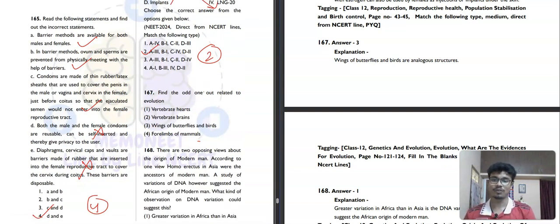Find the odd one out related to evolution. Vertebrate hearts, vertebrate brains, wings of butterfly and birds, forelimbs of mammals. The odd one is wings of butterflies and birds, which are analogous structures; the rest are all homologous structures. The third option is our correct answer. Then question number 168.